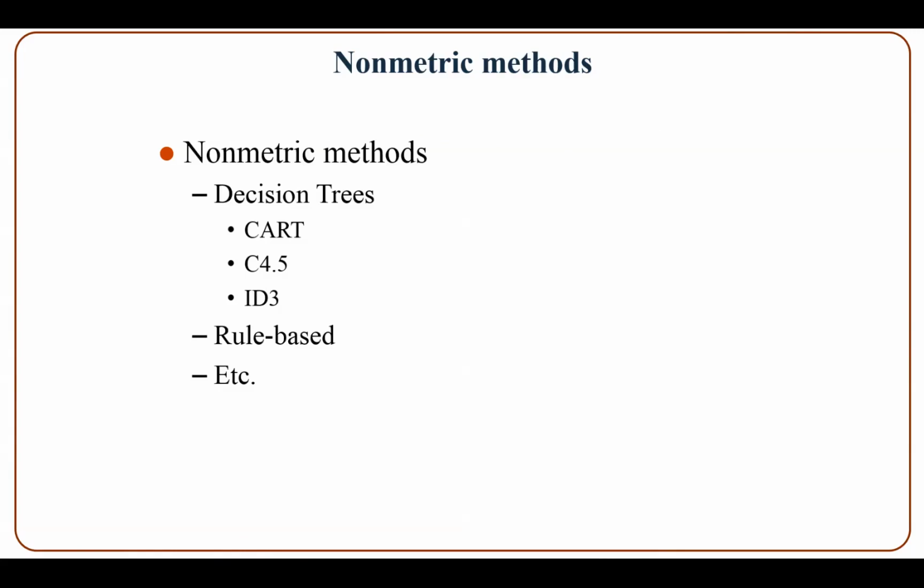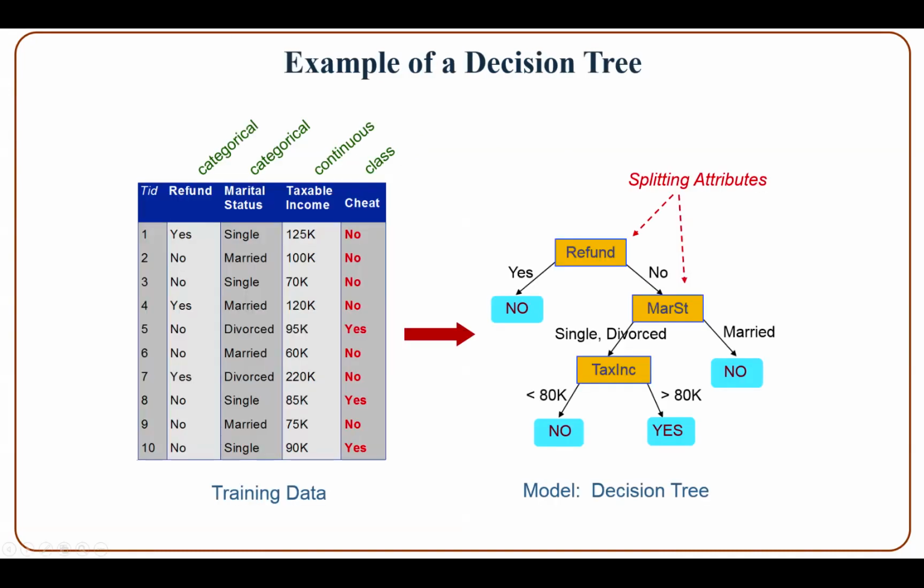In this lecture, we talked about two main non-metric methods, namely decision trees and rule-based. In decision trees, we talked about CART, C4.5 and ID3. Let's look at an example of a decision tree.